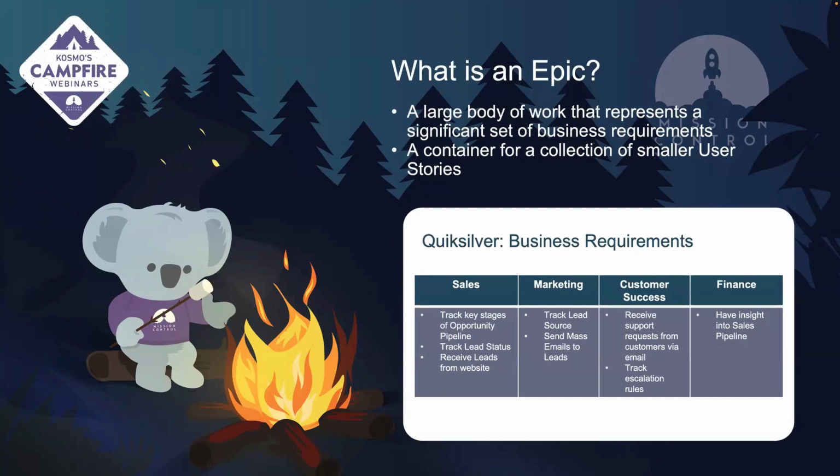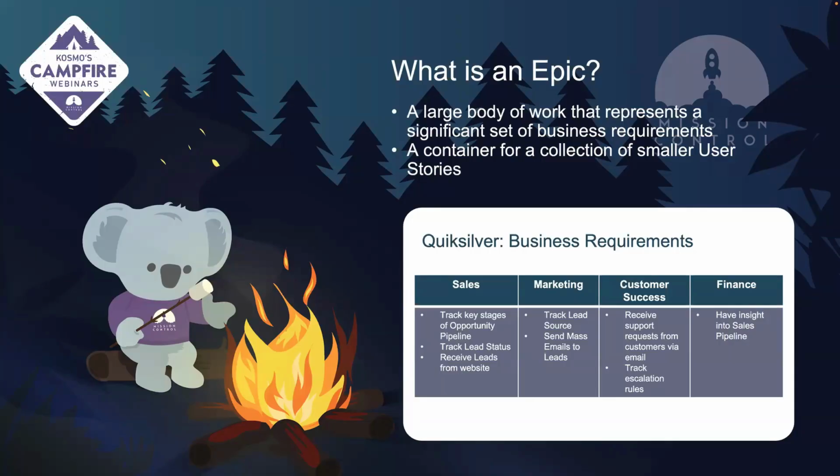So as we're gathering the requirements from the business, we might choose to identify the epics as the teams that are giving us those requirements. As you can see here, I've met with 4 different teams: sales, marketing, customer success, and finance.